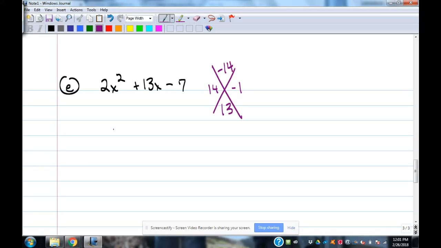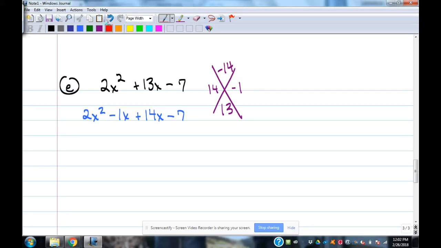Now, what do I do with those? Put them in the middle. I'm going to have 2x squared, and I'm going to put minus 1x plus 14x minus 7. My brain puts the 14 and the 7 together. It doesn't matter, but that's just the way I like to do it.